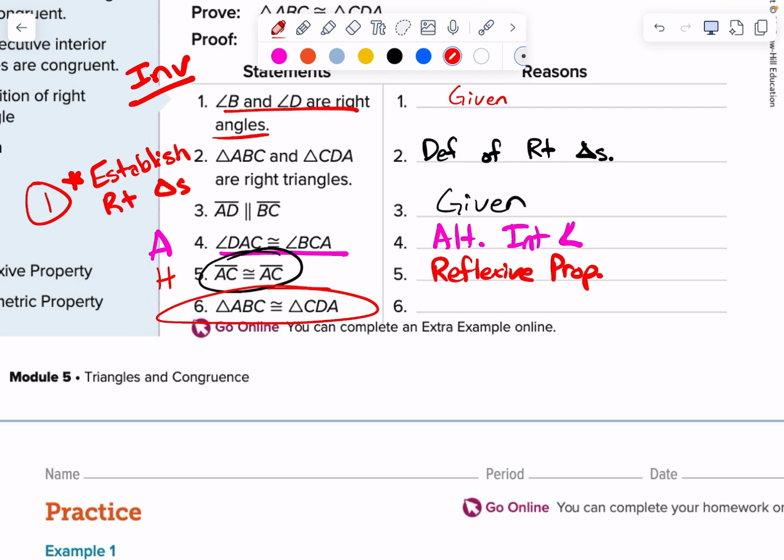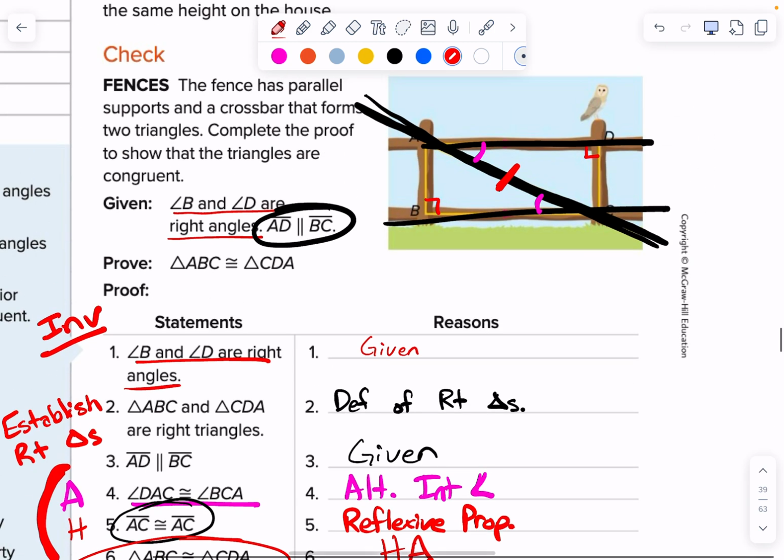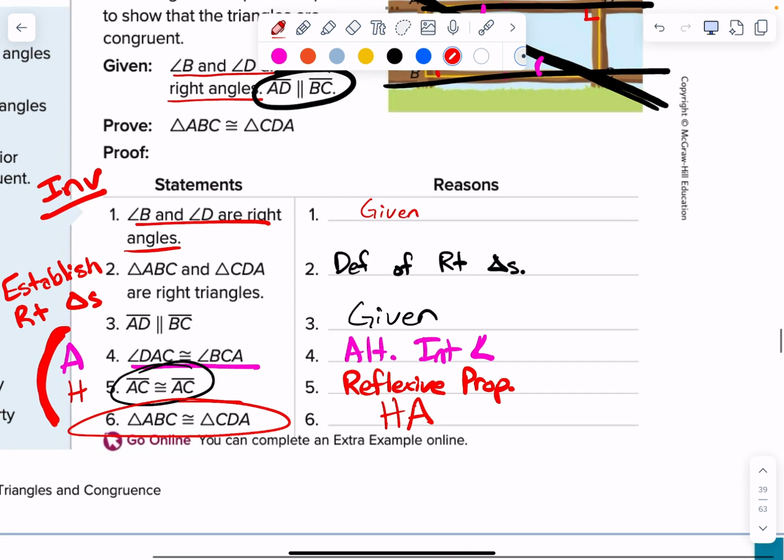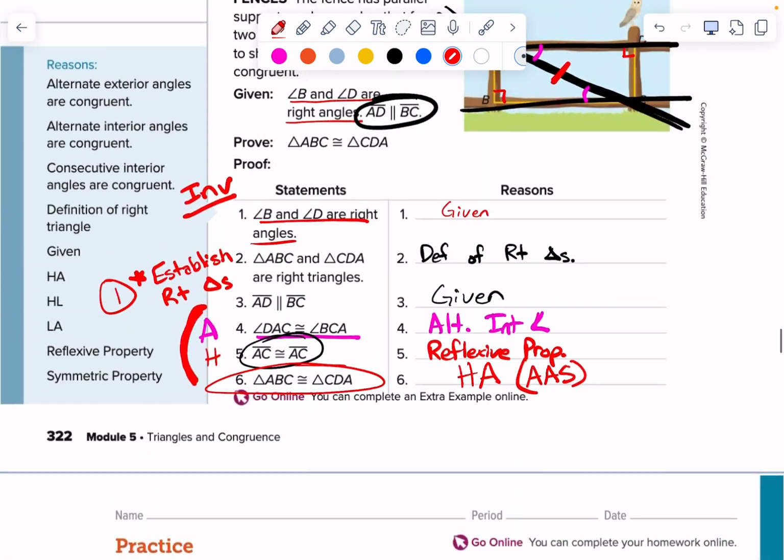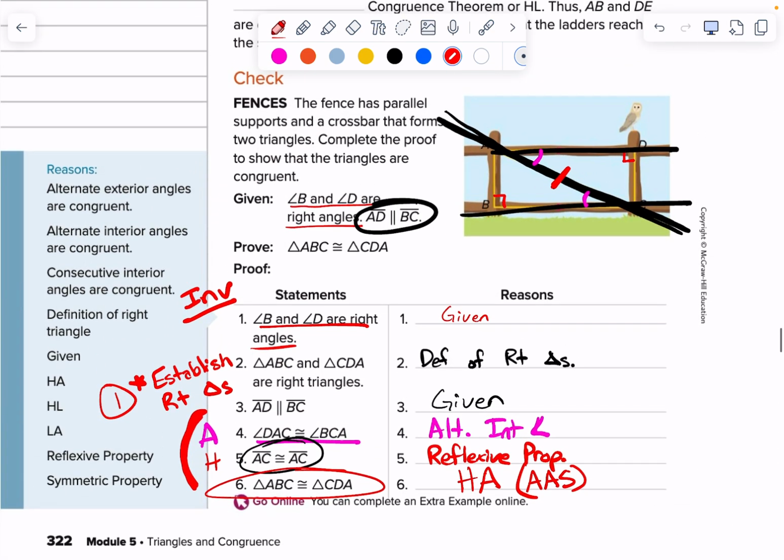So, are the triangles congruent? We have to first establish that there's right triangles. We've done that. And then we have to do 2 more steps, which is either a hypotenuse, a leg, an angle, all that stuff. This is congruent by what? HA, hypotenuse angle. Or technically it is what? AAS, right? Angle, side is also kind of true in this case. Got it? All right. So, just for right triangles, there's that, okay?